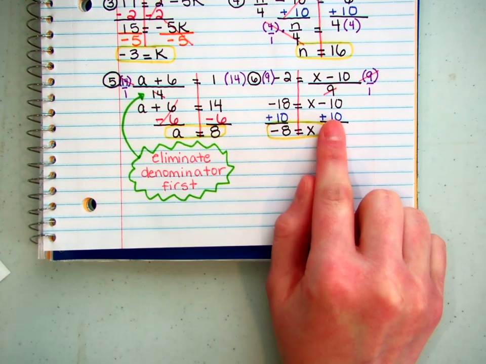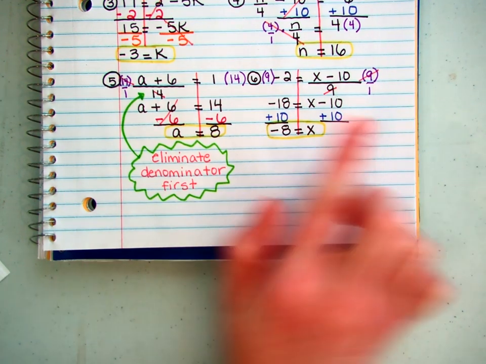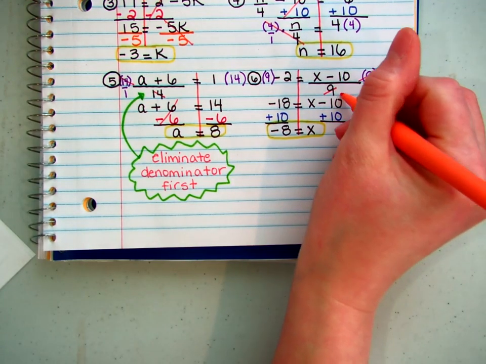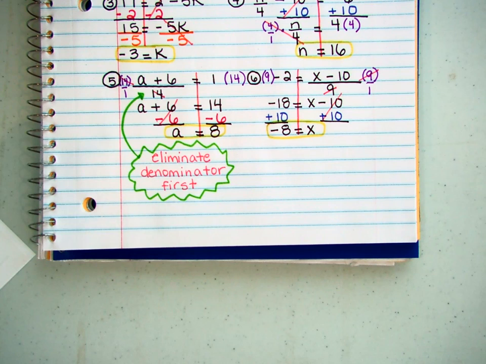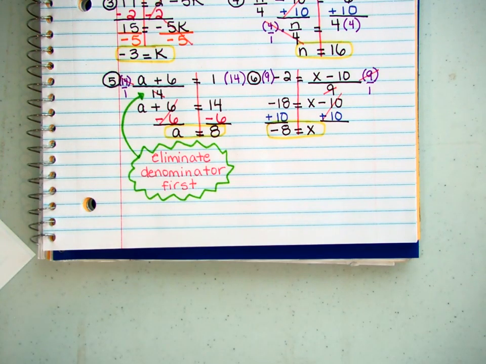So I need to get rid of my minus 10 by adding him to both sides. And when I do, he's gone over here. I'll kind of X him out. And then on the left-hand side, negative 18 plus 10 gives me negative 8. So x equals negative 8.